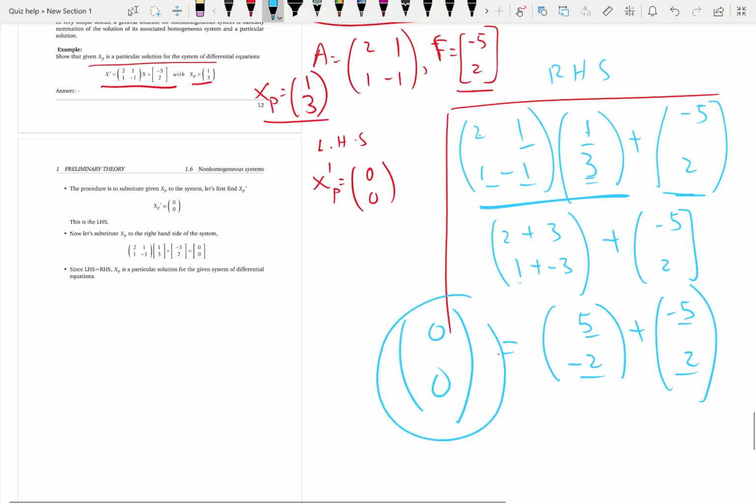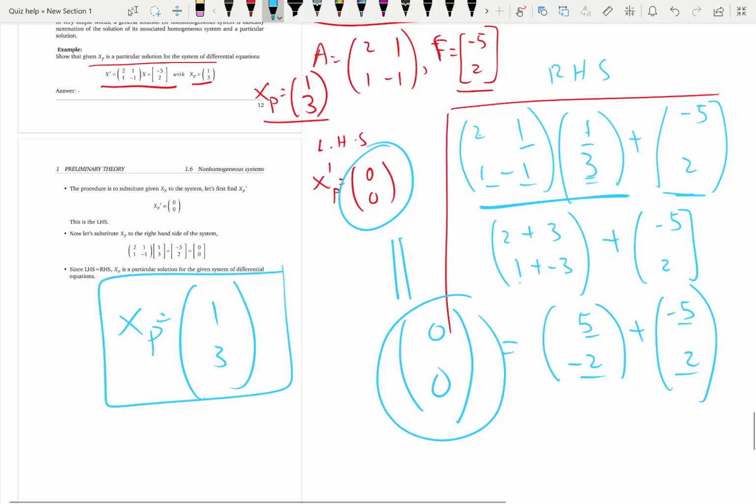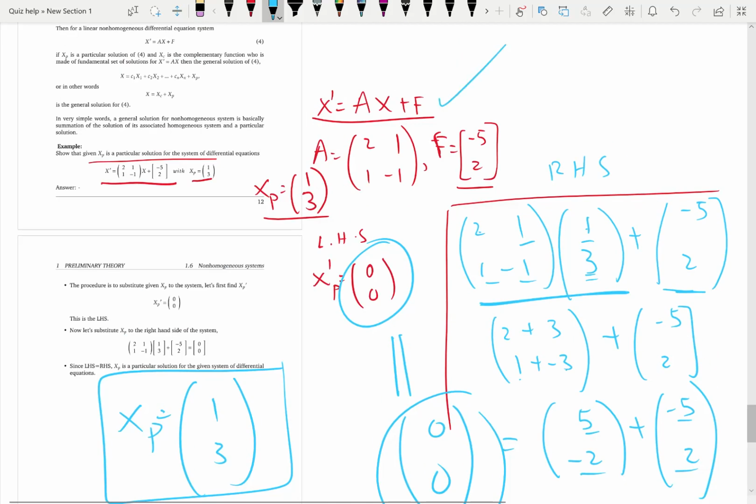So the left hand side is [0; 0], and the right hand side is [0; 0]. They are the same. So this x sub p, [1; 3], is in fact a particular solution because it satisfies the non-homogeneous differential equation. Okay, all right, so that is really very simple.